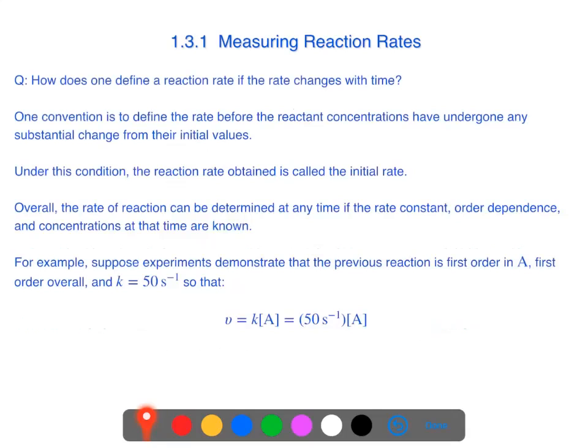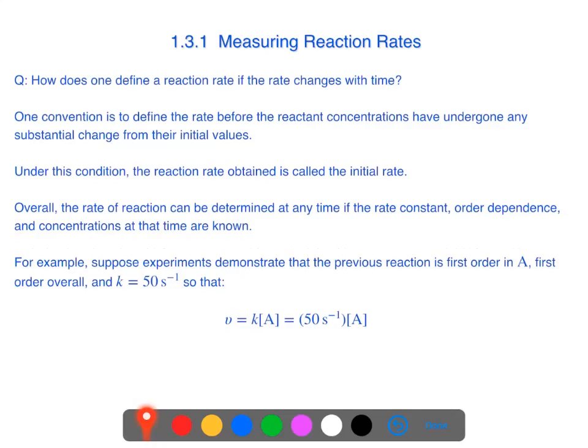Now, how does one define a reaction rate if the rate changes with time? Well, one convention that is used is that we define the rate before the reactant concentrations have undergone any substantial change from their initial values. Under this condition, the reaction rate obtained is called an initial rate.